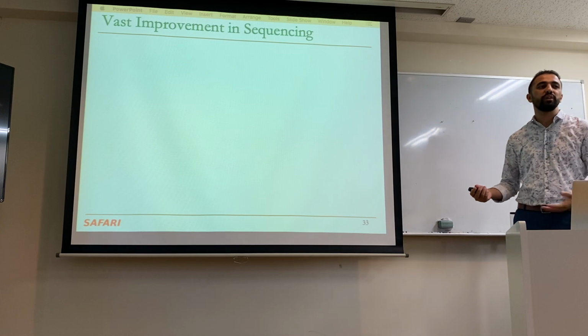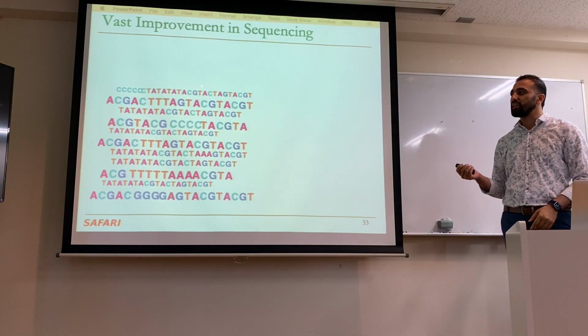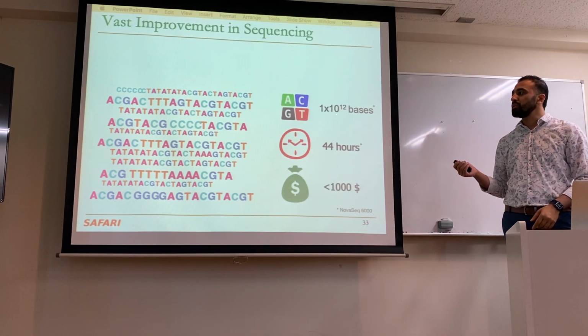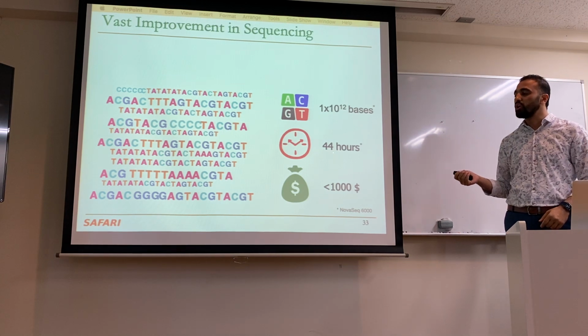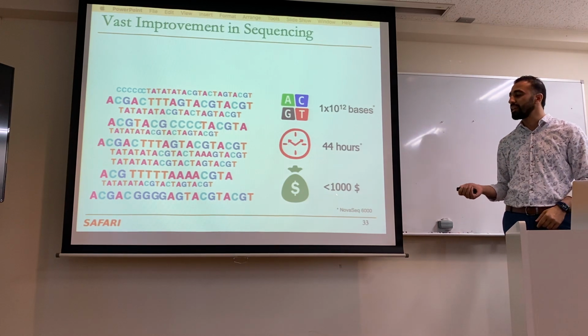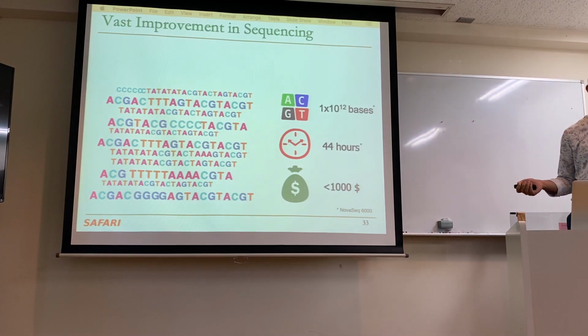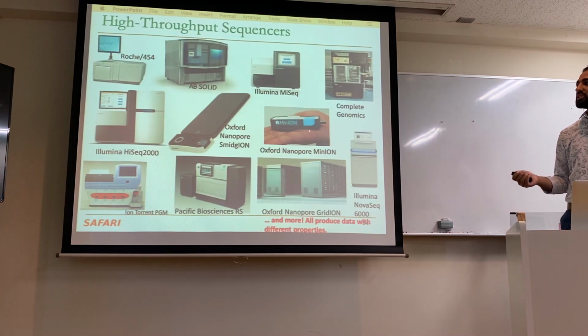However, these days we are doing really well in terms of reading our DNA. And this is what we actually get, pieces of our DNA, not the entire content. We are able to read 1000x more DNA characters in only 44 hours for less than $1,000. These are the state-of-the-art machines, the sequencing machines that we are using.